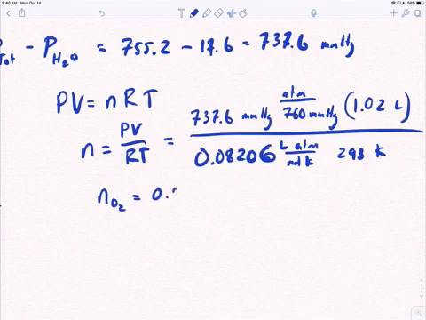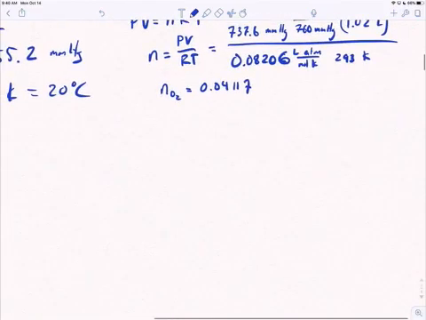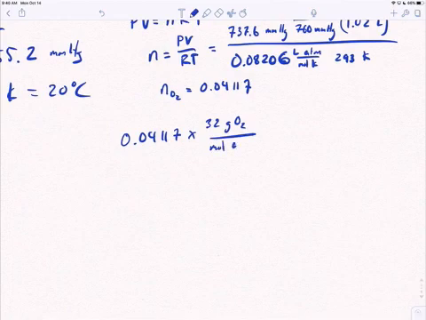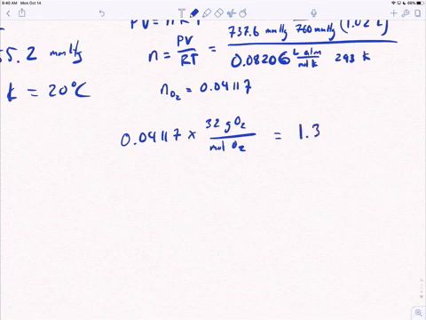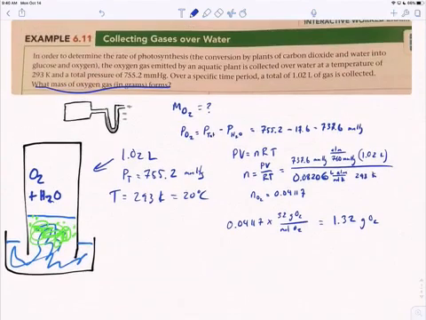So this is 0.04117, and then 0.04117 times 32 grams O2 per mole O2, and we get 1.32 grams of oxygen. How many sig figs we've got? 3. Okay.